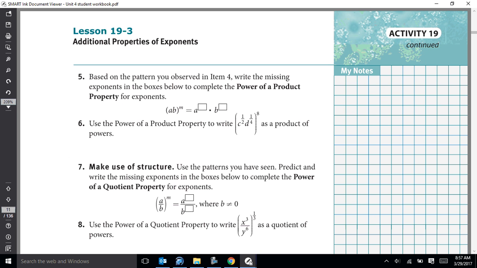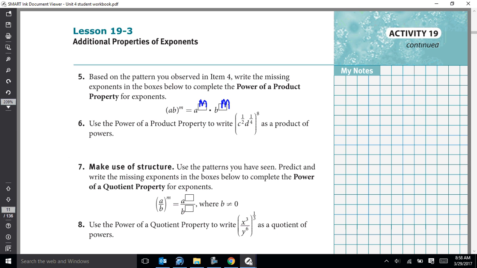Based on the pattern you observed in item 4, write the missing exponents in the box below to complete the power of a product property. So we have AB to the M. So this would be the same as A to the... If this whole thing is being raised to the M power, then what's each of these individual terms going to be raised to? M. So A to the M, B to the M.